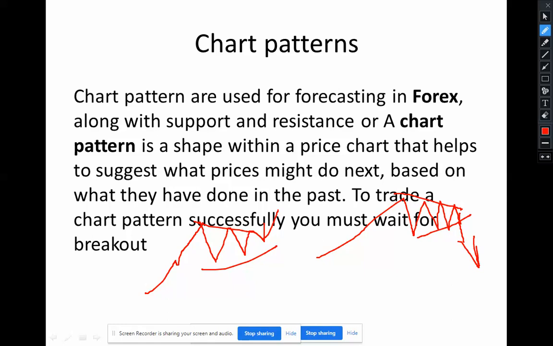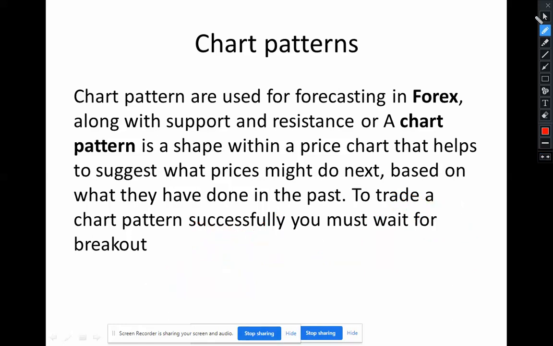To trade a chart pattern successfully, you must wait for breakouts. That is why chart patterns are good, because the only way you can trade a chart pattern is after the breakout. You cannot trade a chart pattern before the breakout. The only way to succeed in placing a trade is to trade after the breakout.